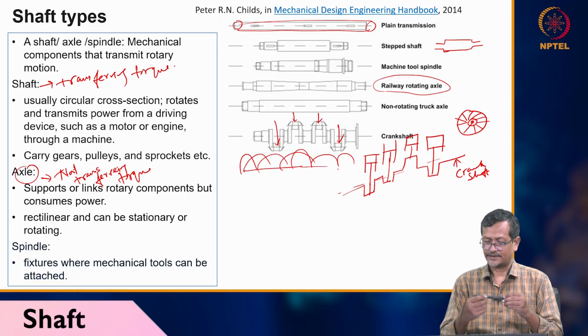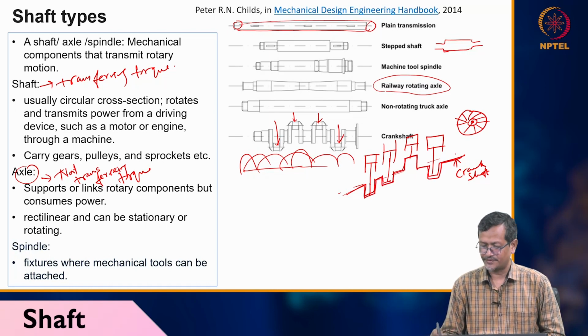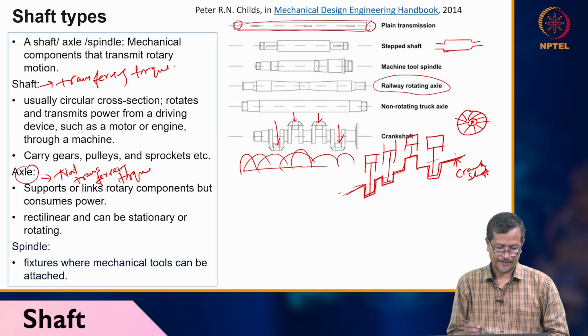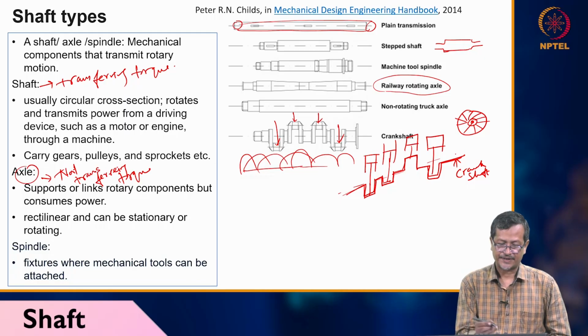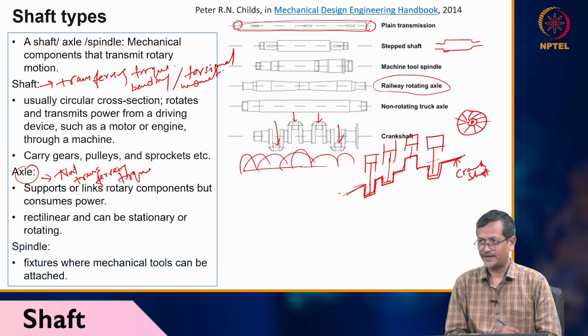But that specially designed shaft, this one you can see, is called a crankshaft. Okay, so the crankshaft is transferring torque and holding bending moment also. So the shaft is transferring torque and holding bending moment, and bending and torsional moments also will be there. It will be holding bending and torsional moments.